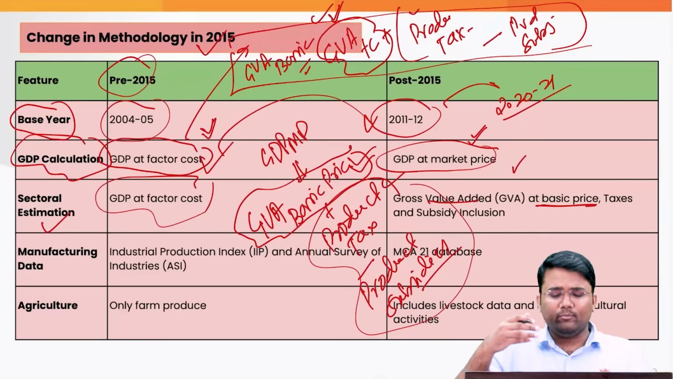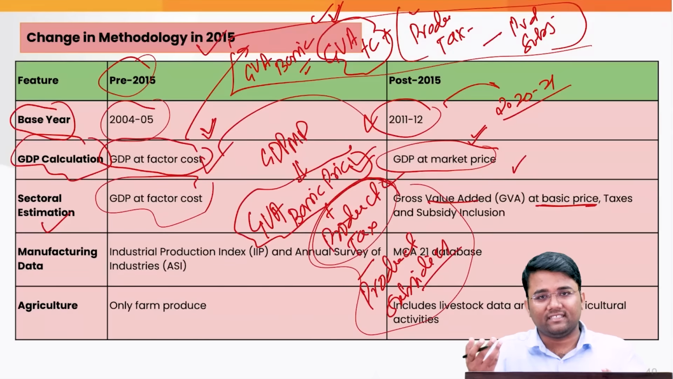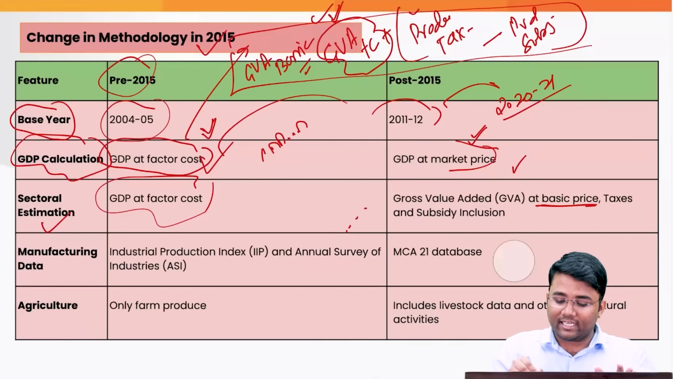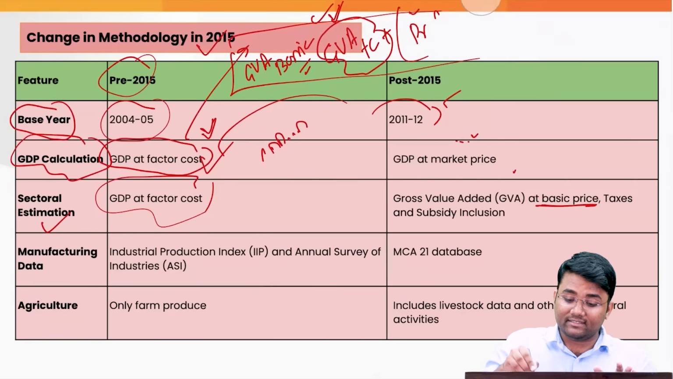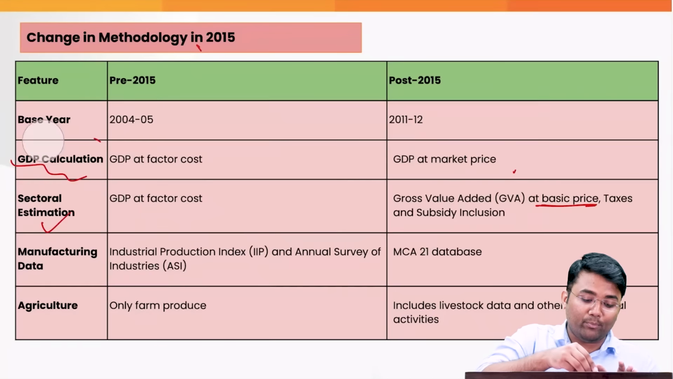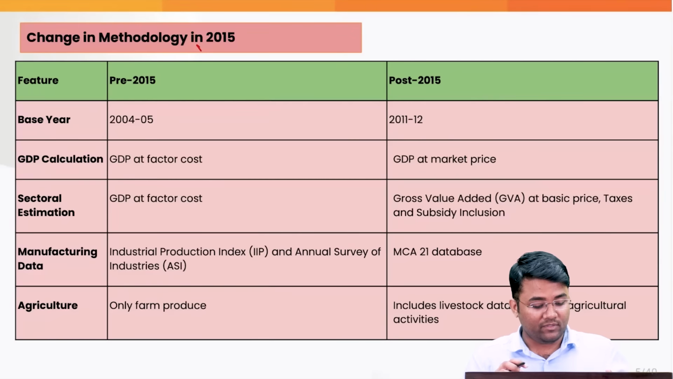Then product taxes and product subsidies come in while calculating the GDP at market price. What is a product tax? That is GST, etc. So this is the change that we have seen, that now we are calculating GVA at basic price and ultimately the GDP at market price, to get more comprehensive data regarding GDP.